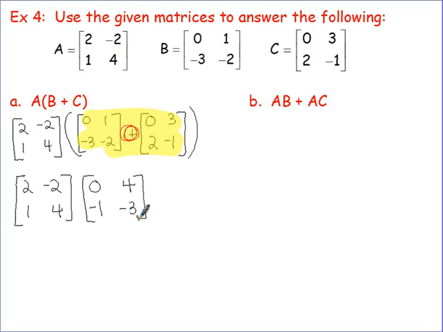Now we got to make sure that we can do the problem, because parentheses also mean multiplication. This is a multiplication problem. 2 rows by 2 columns. 2 rows by 2 columns.